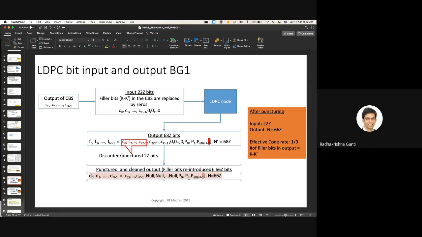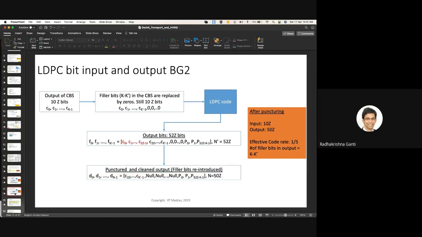Okay. So we have to understand how you increase the code rate or how you decrease the code rate, because you can't just transmit only 1/3 code rate or 1/5 code rate. So any questions before I proceed?